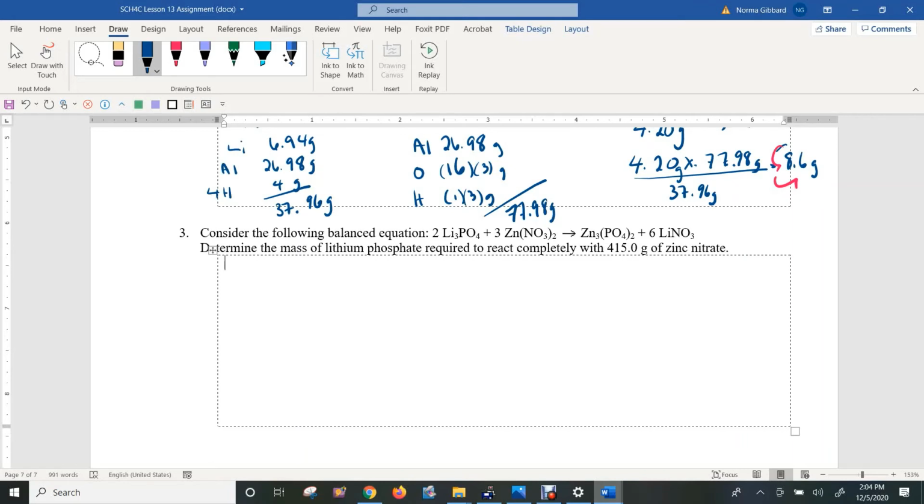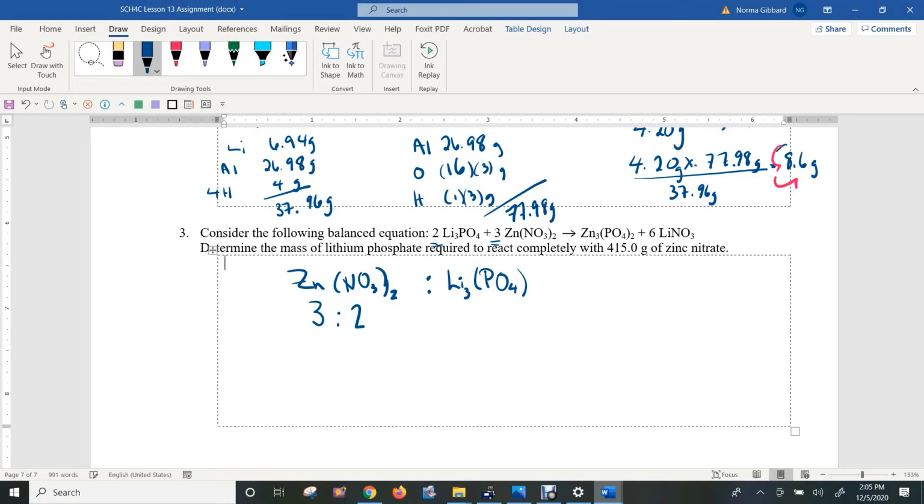So we're going to start by writing down the reaction that we're looking for, and we're looking for our zinc nitrate in relation to our lithium phosphate. And we know from our equation that we have a 3:2 ratio. So our next step is to find the number of mole of our zinc nitrate.